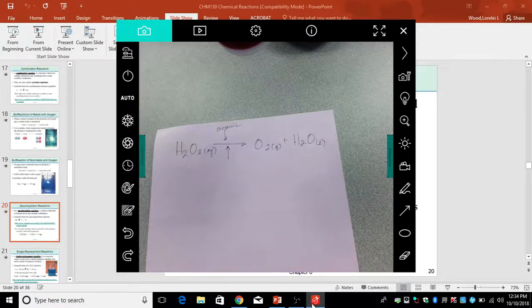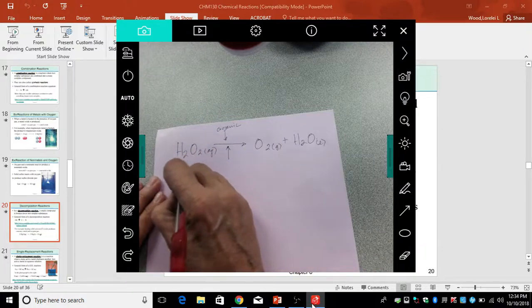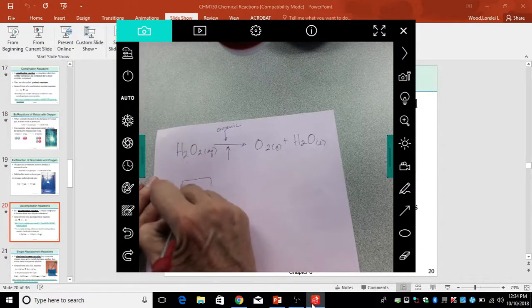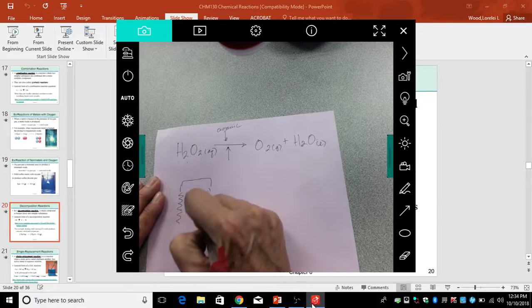Now, what you buy in the grocery store is 3%. It's really wimpy hydrogen peroxide. It's in the brown bottle. What we buy in the lab, we use hydrogen peroxide for a lot of chemical reactions. We buy 30%. So it's 10 times as concentrated as the 3% that you buy in the drugstore. And not only is the bottle brown, but it's like an accordion on the sides.